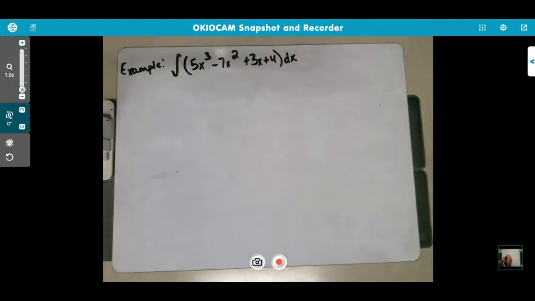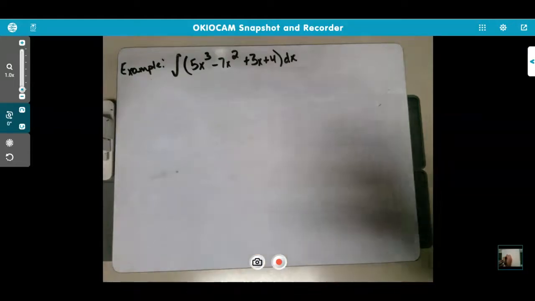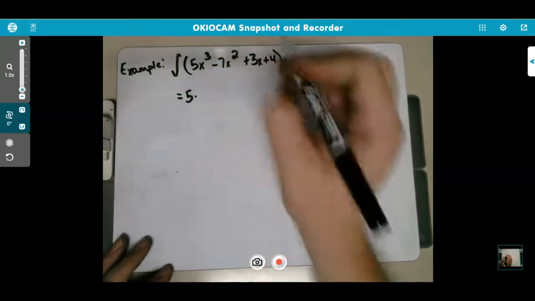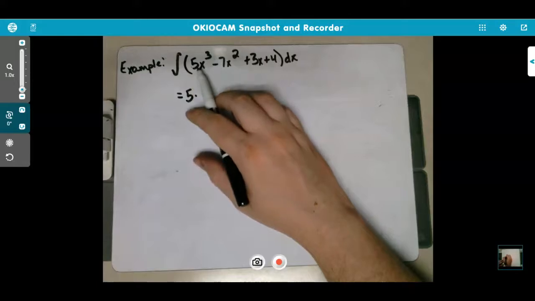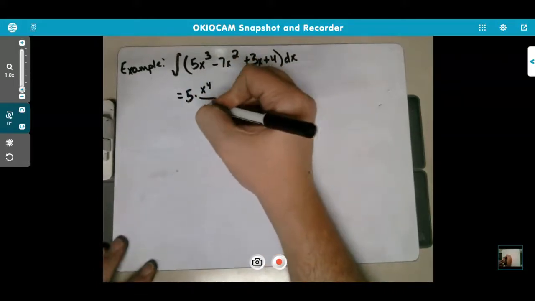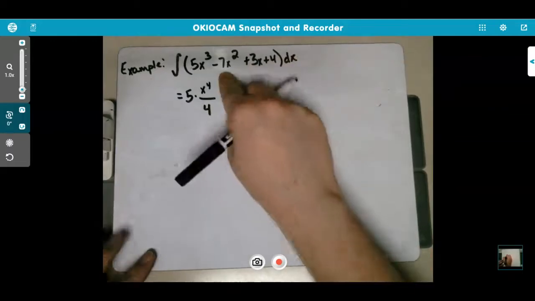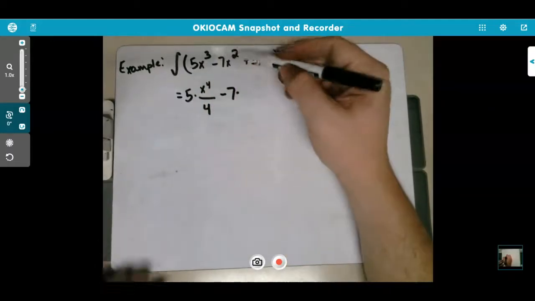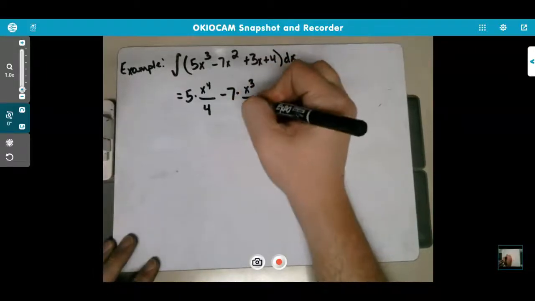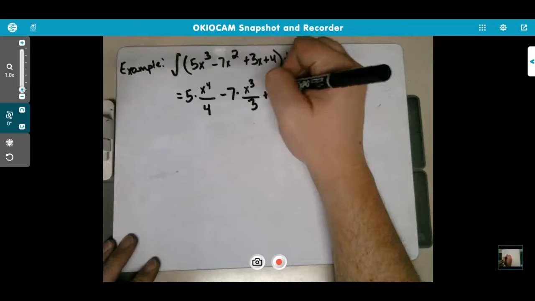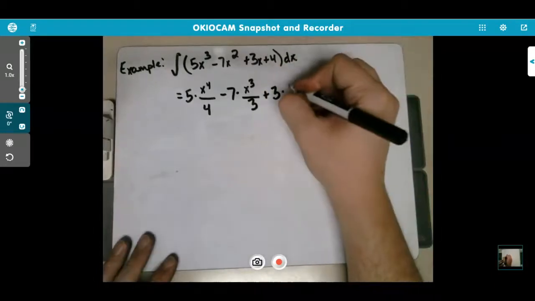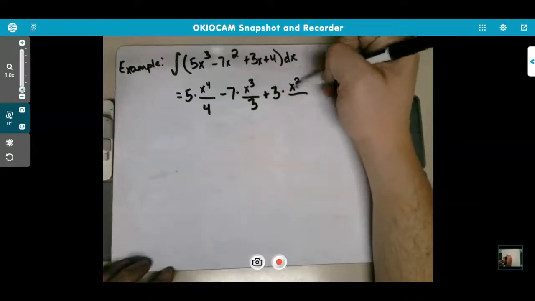Basically, I'm going to do the reverse power rule for each term. Okay, so for the first term, we have a 5 times. My power was 3, but I'm going to add 1. So now it's x to the 4th over my new power, which is 4. Do the same thing for my next term, negative 7 times. My power was 2. I'm going to add 1. So now it's x to the 3rd over my new power, which is 3. Plus 3 times my old power here was 1. So I have to add 1 to make it x squared over my new power, which is 2.